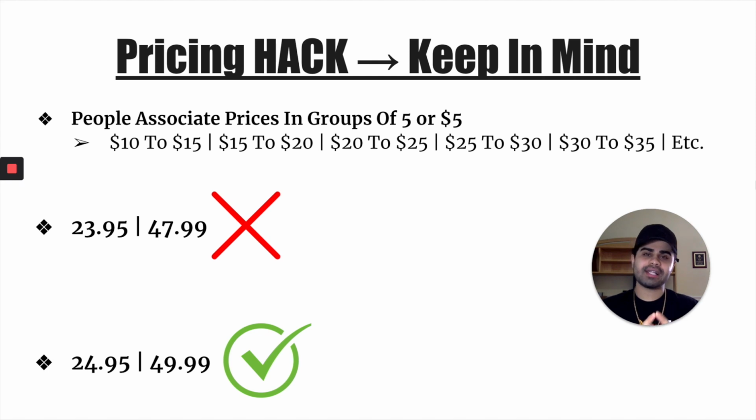Last but not least, guys, I do want to give you a pricing hack, what to keep in mind. A lot of people make these mistakes when I'm reviewing or auditing their stores on one-on-one growth calls. You have to make sure that the consumer associates prices in groups of $5: $10 to $15, $15 to $20, $20 to $25, $25 to $30, $30 to $35, and so forth, okay?